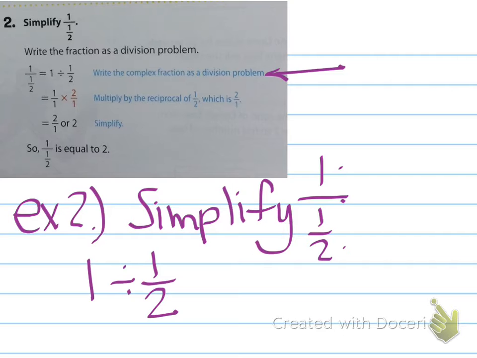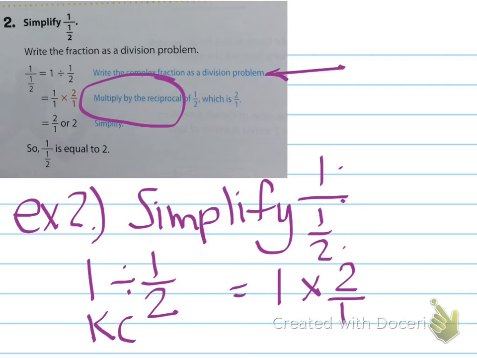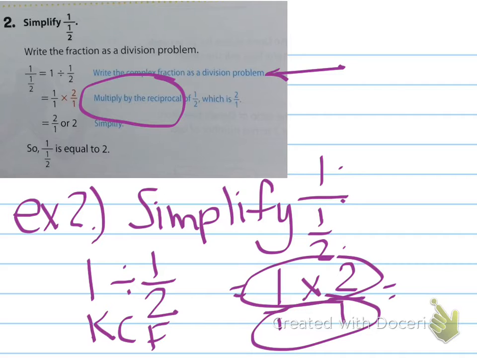All right, now the second step is to multiply by the reciprocal. So multiply by the reciprocal is going to be 1 times 2 over 1. So I do keep, change, flip. I'm going to keep the first, change the second, flip the second, and now we're just doing hamburger. And if you want to write down step 3 as hamburger, please do so.